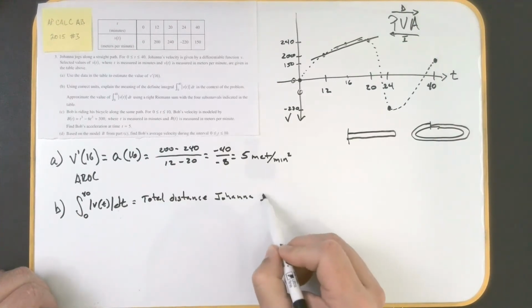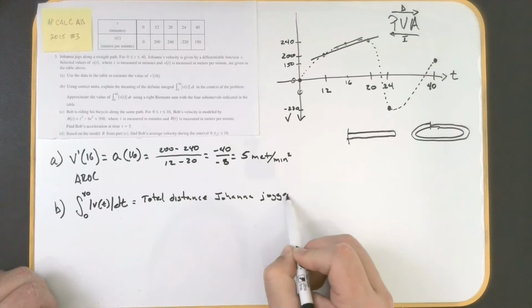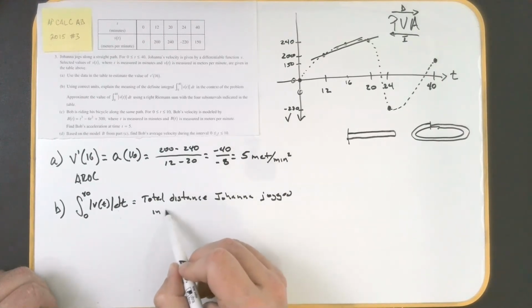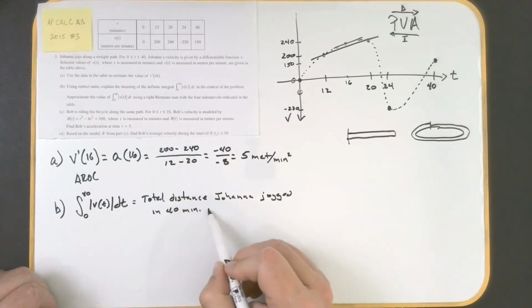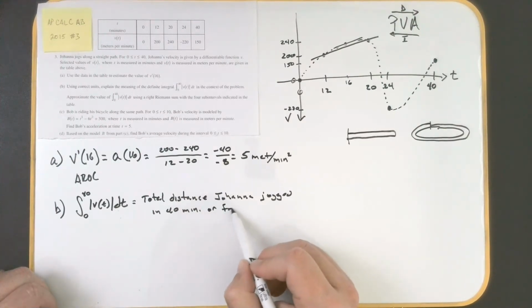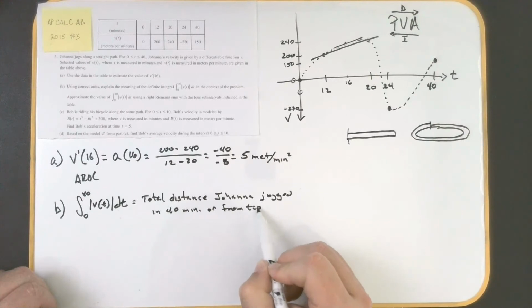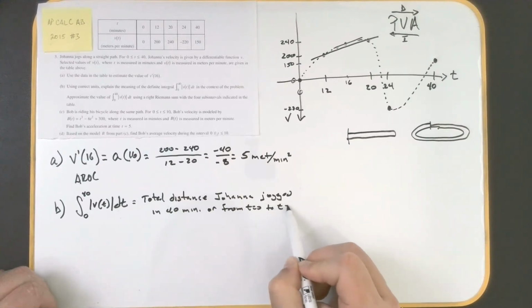Johanna jogged in 40 minutes, from t equals 0 to t equals 40.